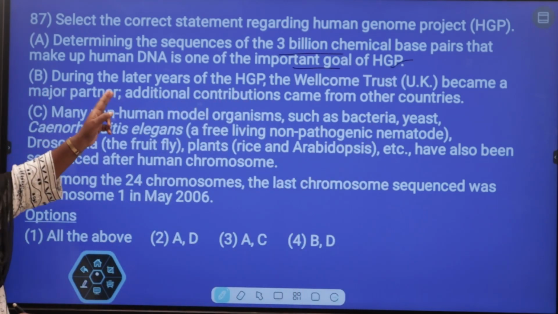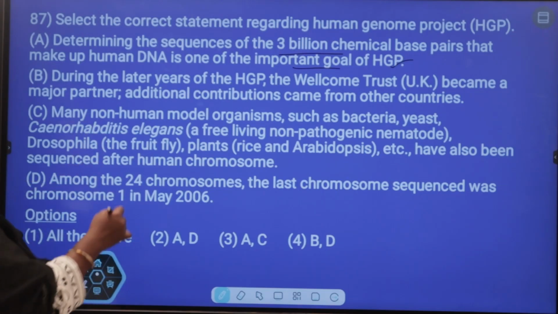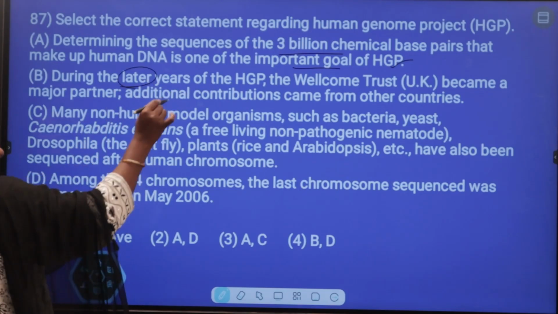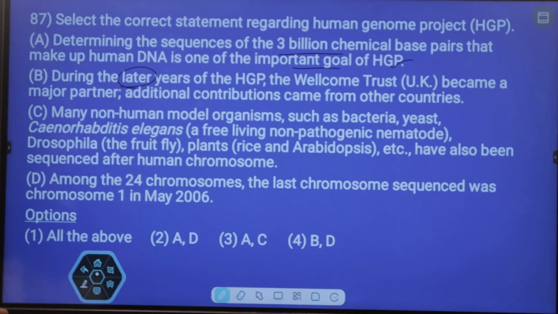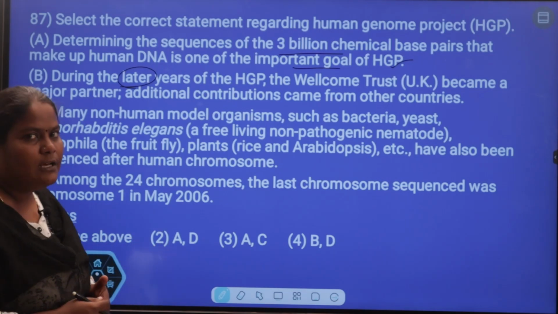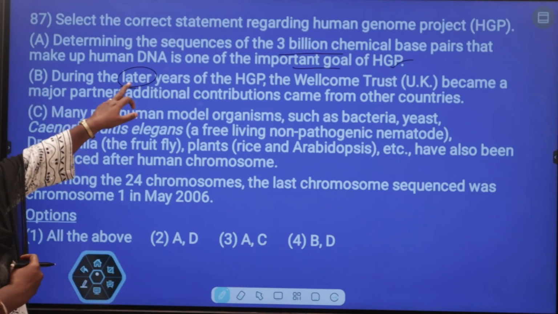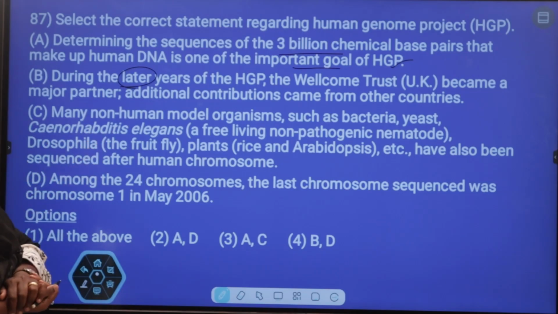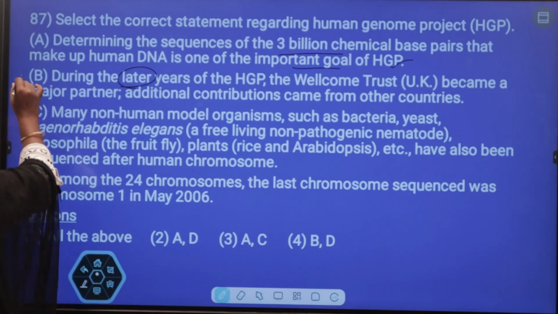Next, during the later years of the HGP... no, during the earlier years of the HGP, the Wellcome Trust entered and became the major partner, and additional contributors were added. Due to this single word, the concept is changed. It is not the later years, it is the earlier years. So this statement is wrong.